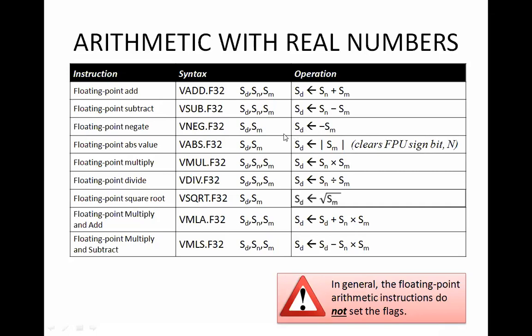Meanwhile, the absolute value: the sign bit is cleared. Now what is referring to the sign bit? The 31st bit, from 0 to 31, so the last MSB bit. That is referring to the sign bit, so that is cleared. And multiplication, so N into M is done, and whatever the value is will come and sit in D. So division, square root, MLA, which is floating point multiply and add.